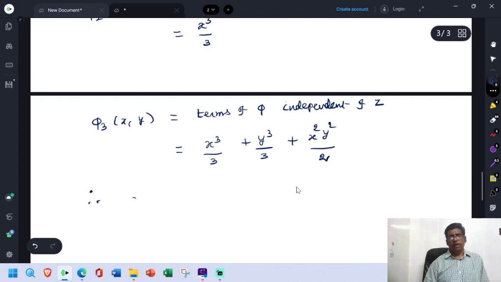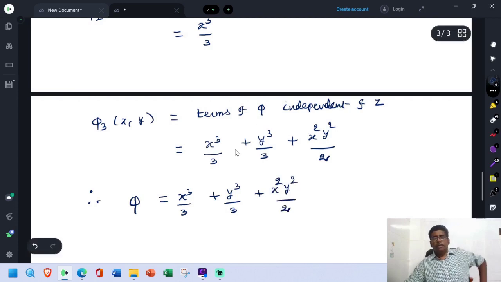Therefore, the value of φ equal to x cube by 3 plus y cube by 3 plus x square y square by 2. This is the value of scalar potential. If the given vector curl of A equal to 0, then A equal to grad φ. Then the value of φ, the scalar potential, is x cube by 3 plus y cube by 3 plus x square y square by 2.